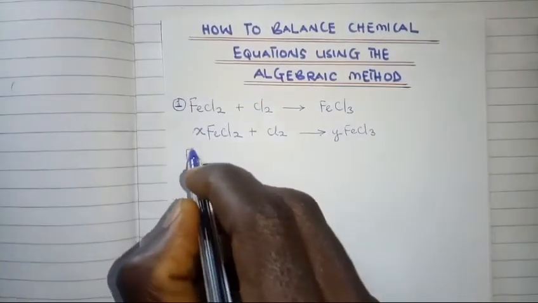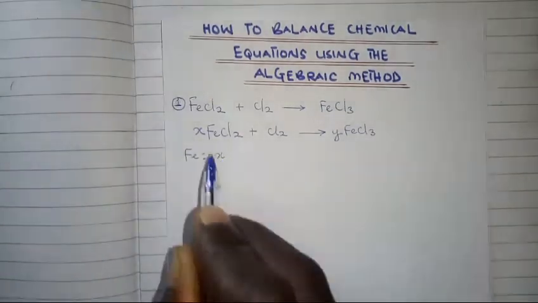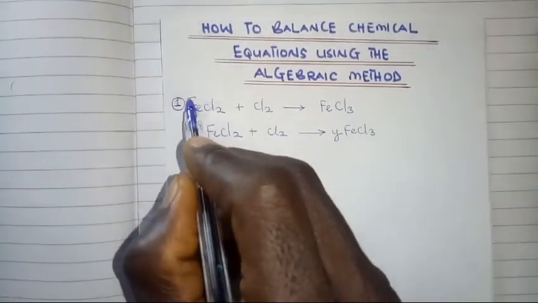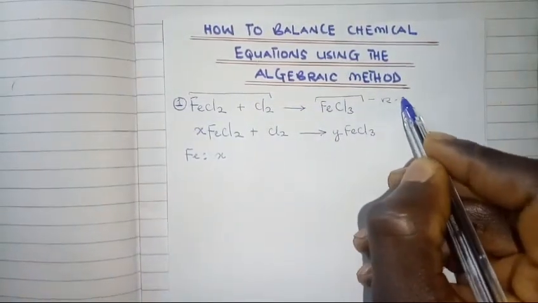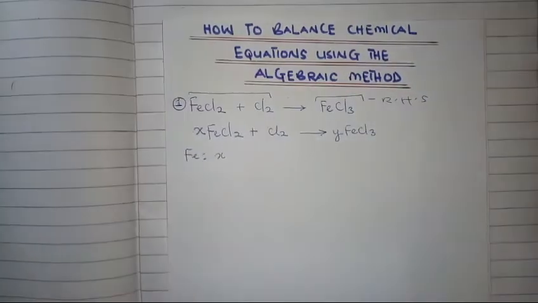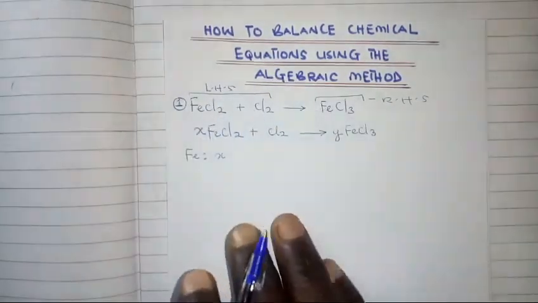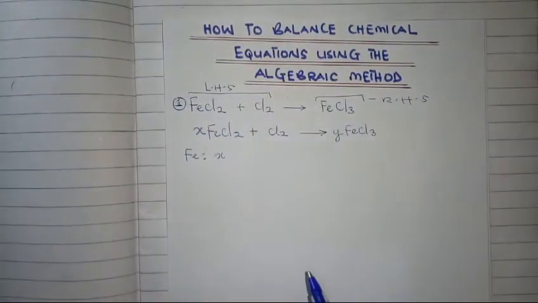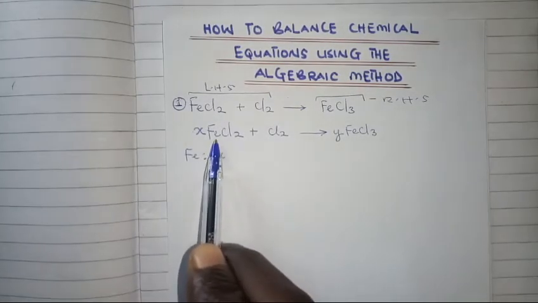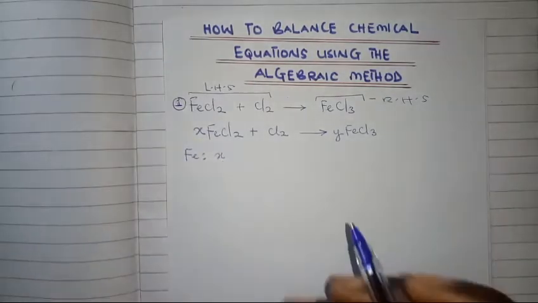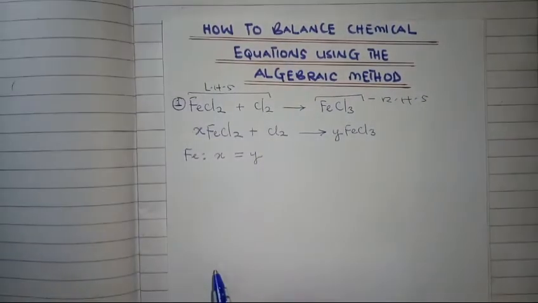So for the iron, we have X of it on the left hand side of the equation. This is the left hand side of the equation, and this is the right hand side. So on the left hand side, we have X number of atoms, because we have 1 multiplied by X, and that's going to be X. Then on this side, we have Y number of atoms of iron.